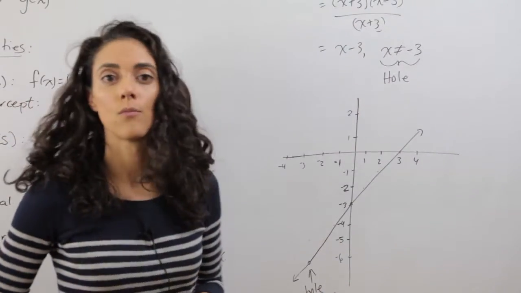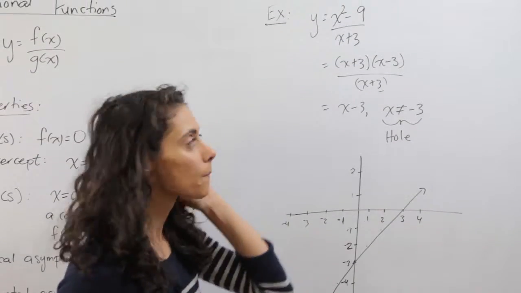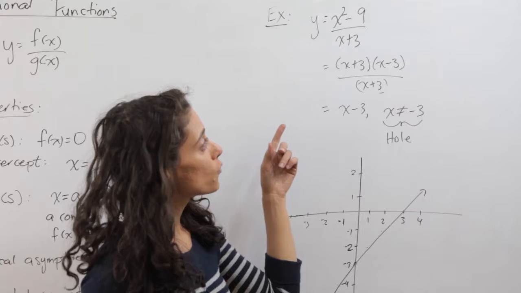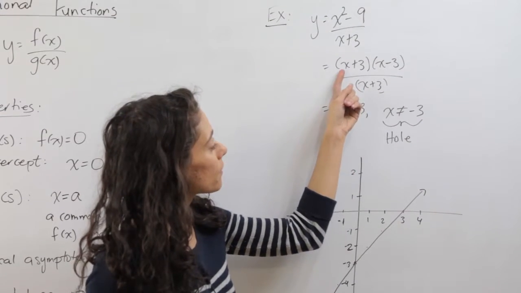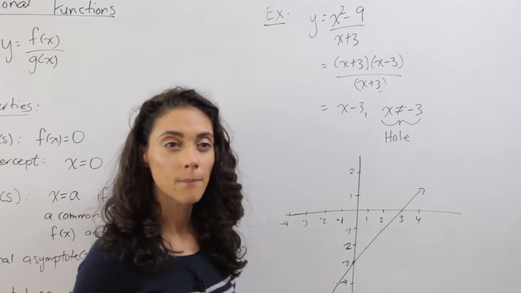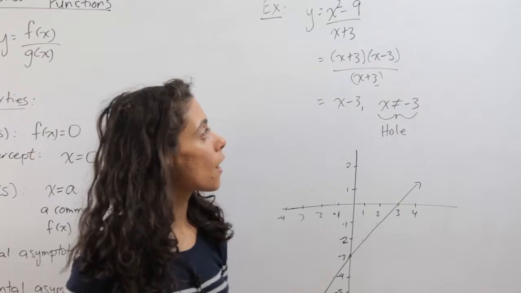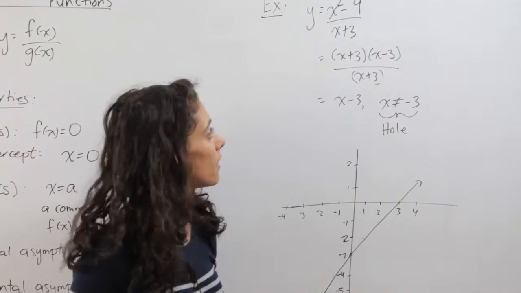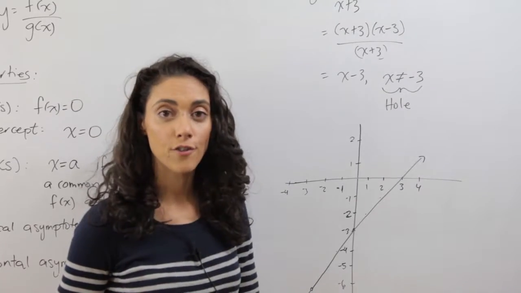So here I have some rational function, x squared minus 9 over x plus 3. So first we simplify. That numerator is factorable. It's a difference of squares. It factors into (x + 3)(x - 3). Here you can see that we are going to get a hole. You can cancel out the common factor from the numerator and the denominator, and this function simplifies to this simple linear equation x minus 3.